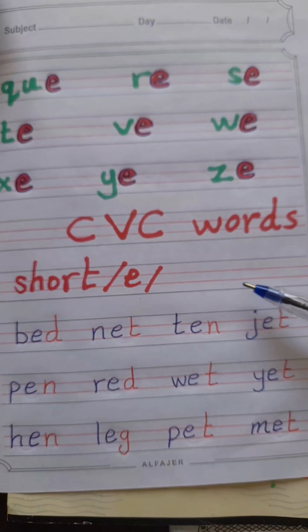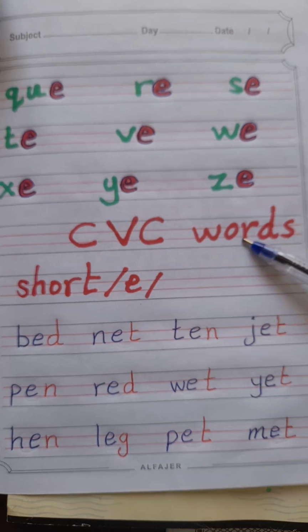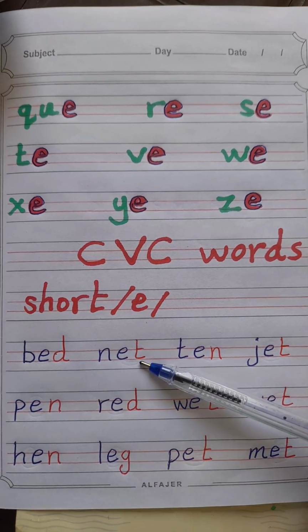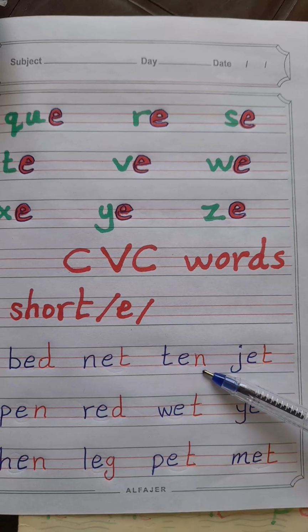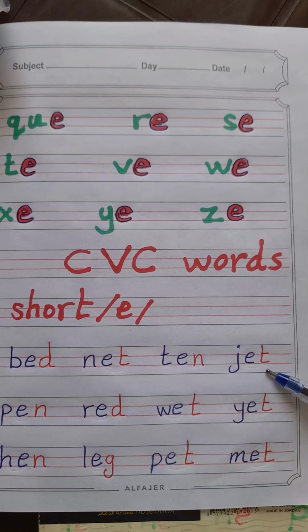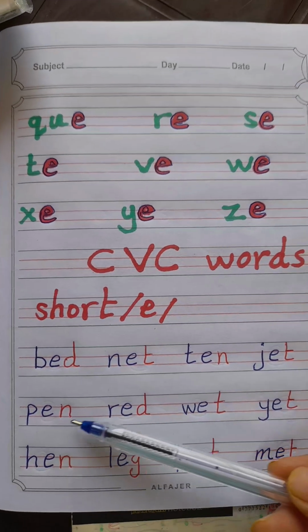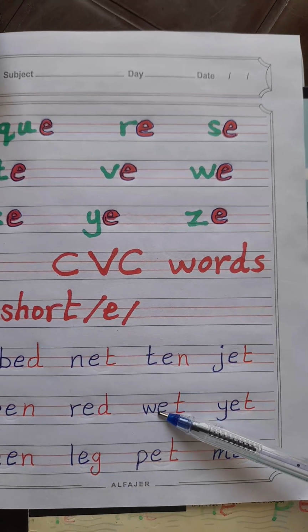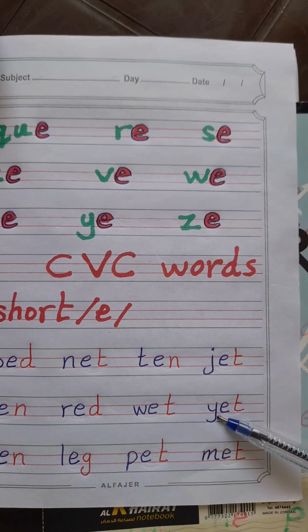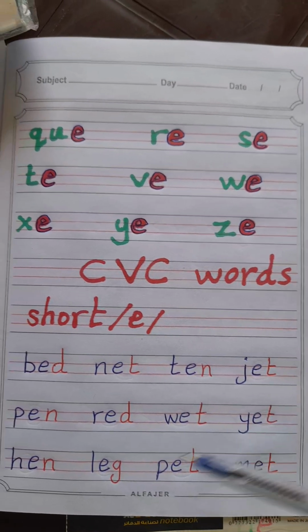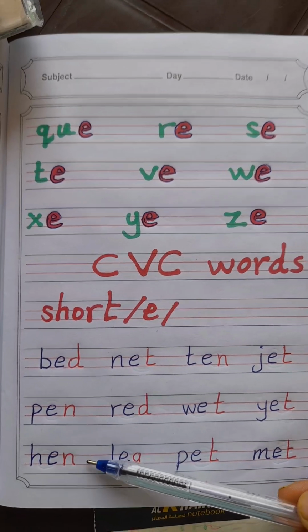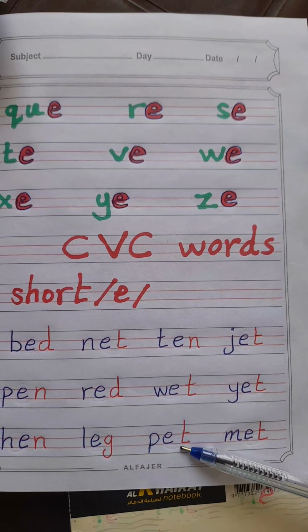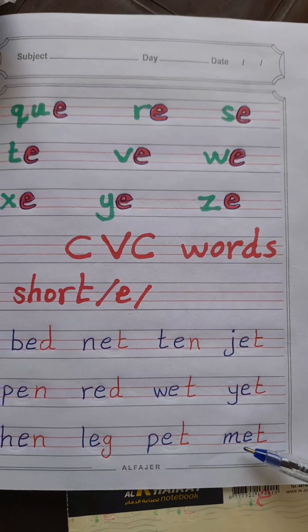And now let's read short CVC words. Bed, bed. Net, net. Ten, ten. Jet, pen, pen. Red, red. Wet, wet. Yet, yet. Hen, leg, leg. Pet, pet. Met.